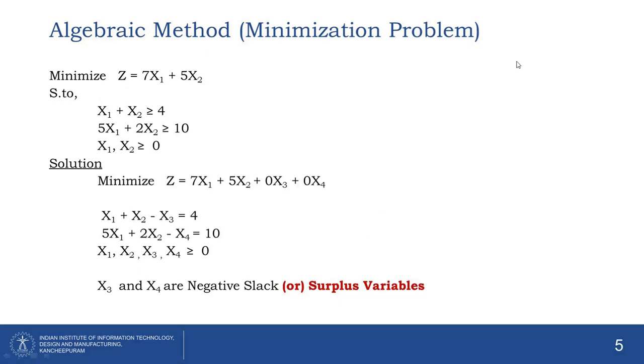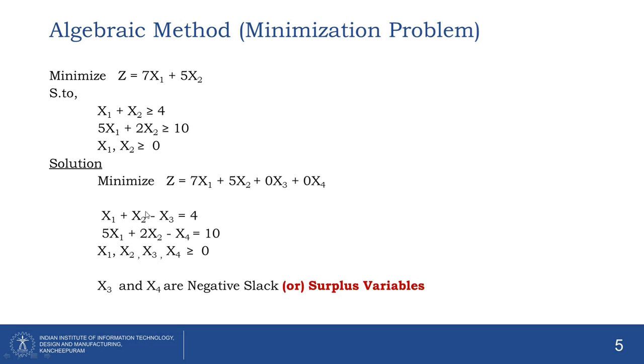So, the algebraic method solved for a minimization problem. Minimize z equal to 7x1 plus 5x2. These are the constraints. So here we have greater than or equal to 4, this is greater than or equal to 10. So this can be written like this.